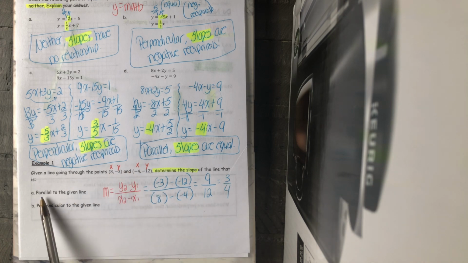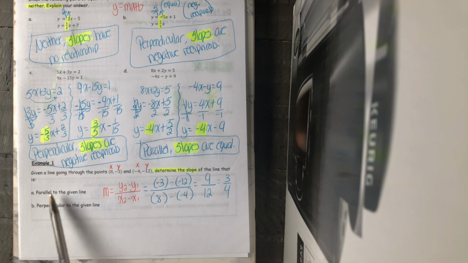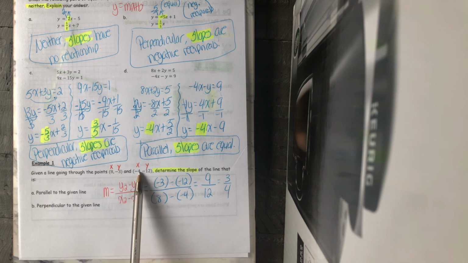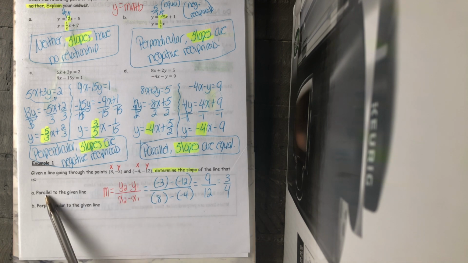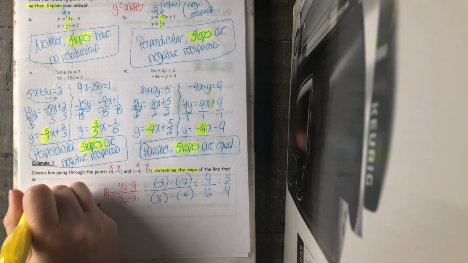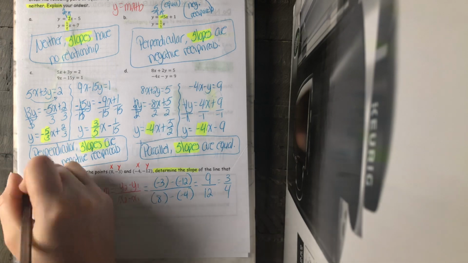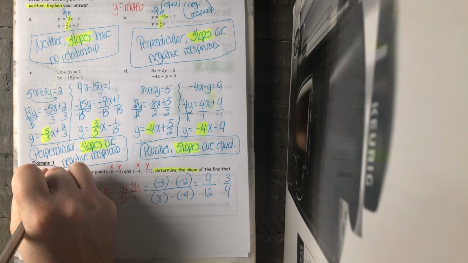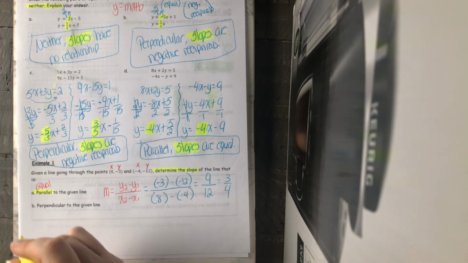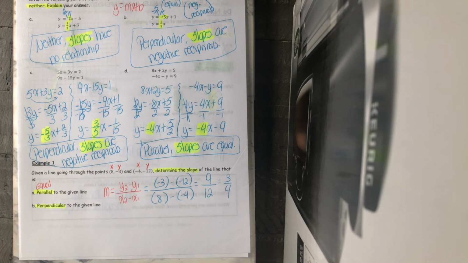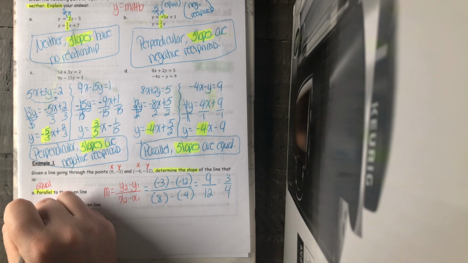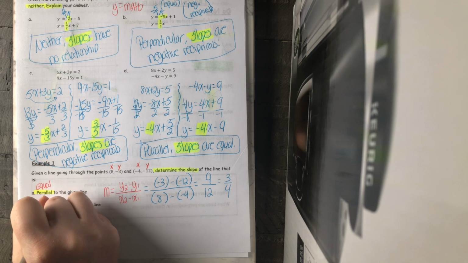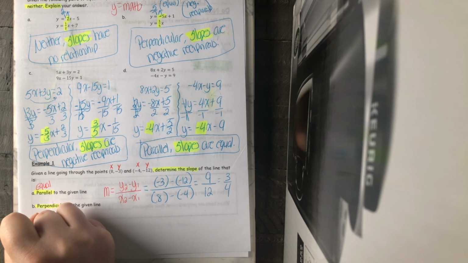So if I want a line that's going to be parallel to these, I know that the slope would have to be the same. It would have to be equal. So I'm just going to highlight parallel lines, and I know that the slope would have to be equal. If I want perpendicular lines, I know that it wouldn't be equal, it would be the negative reciprocal.